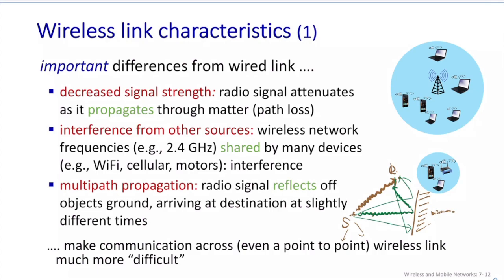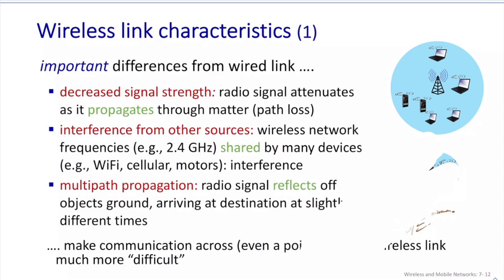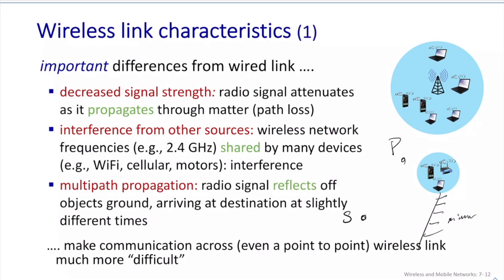For example, multiple path propagation. I think you know reflection, right? If we have a light right here and here is a mirror, and that is a source and that is a destination, of course light can go this path and light can go this path. It's very similar to a wave, to a radio signal. So reflection still reflects off objects, arriving at the destination at slightly different times. It sounds like an echo, right? So your chip needs to remove those echoes when it tries to decode the signals. So making communication across a wireless link is much more difficult because it has several such properties.